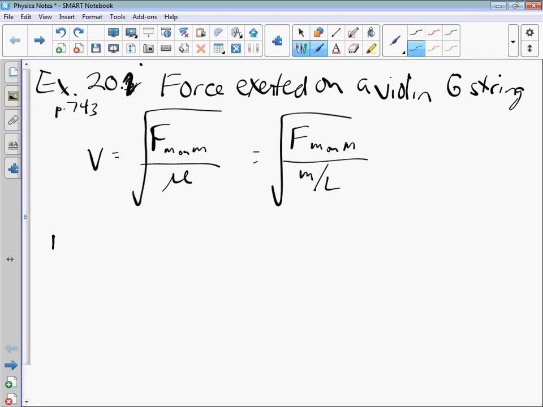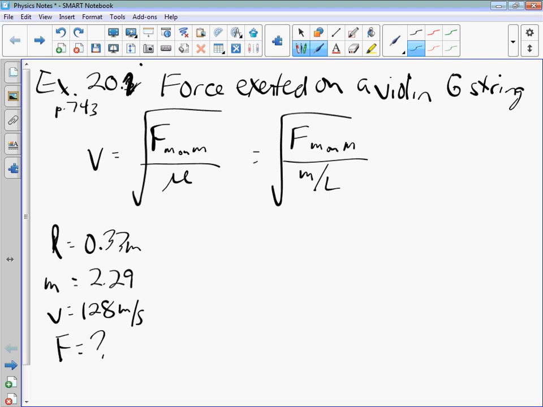So some things we know. We know the length of the string, 0.33 meters. We know the mass of the string is 2.2 grams. We know our target velocity we would like to have is 128 meters per second, and we need to know at what force we could get that to happen.